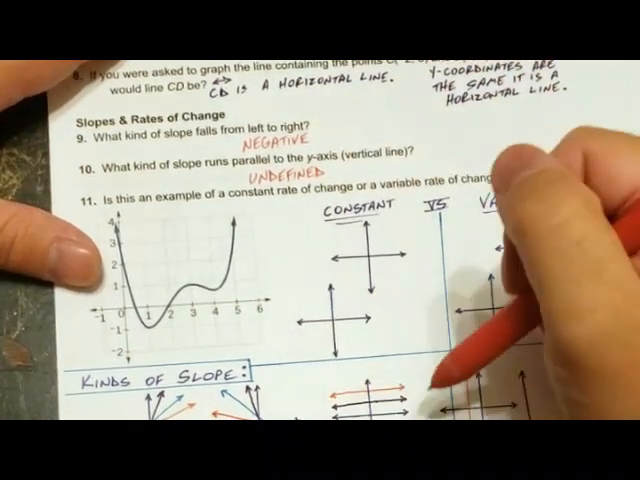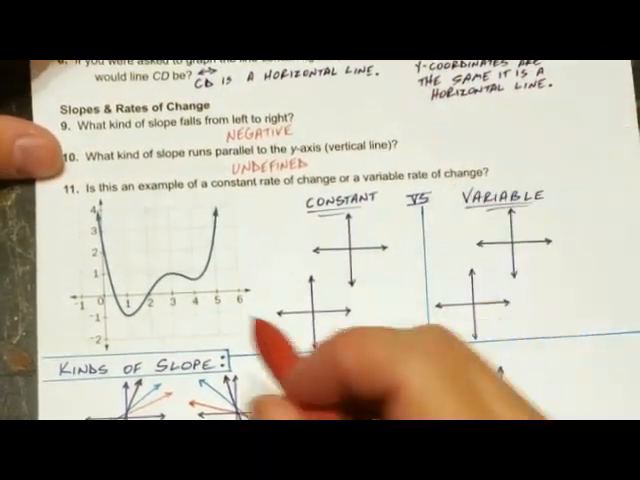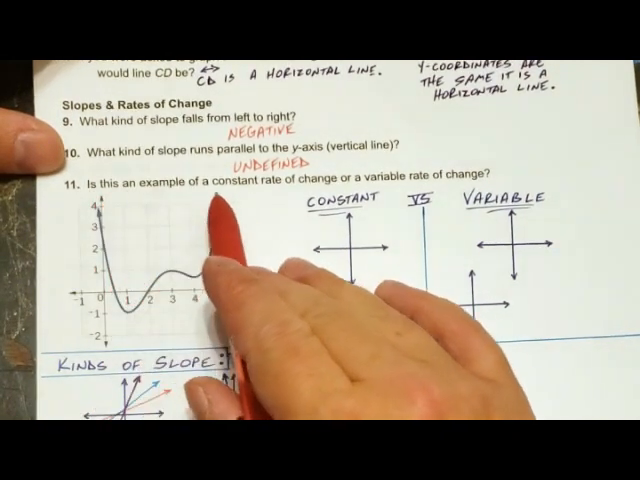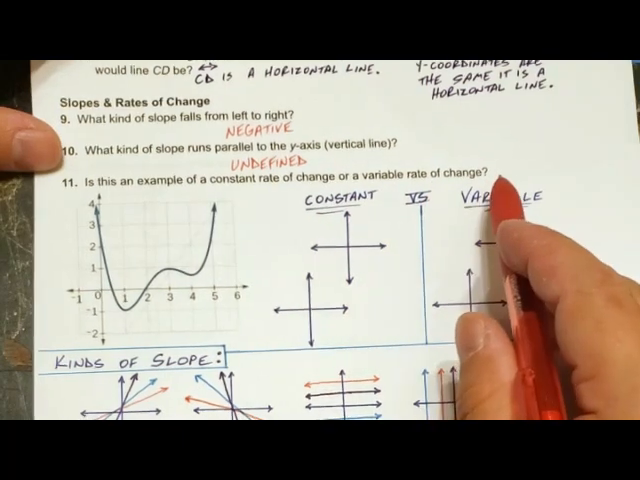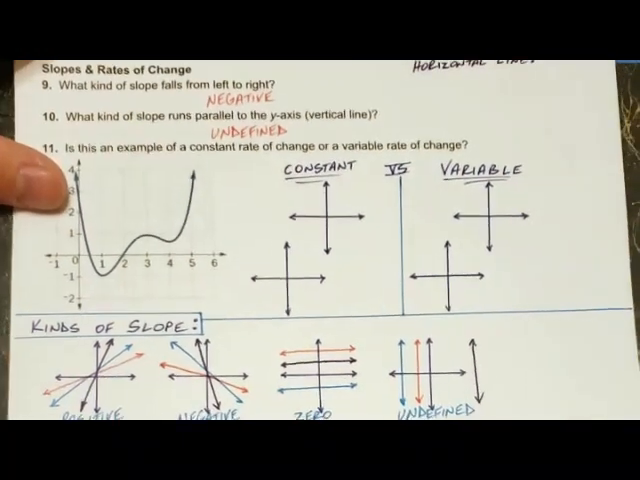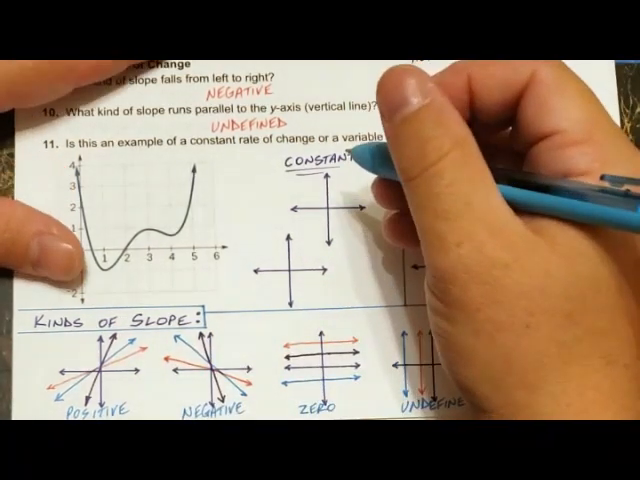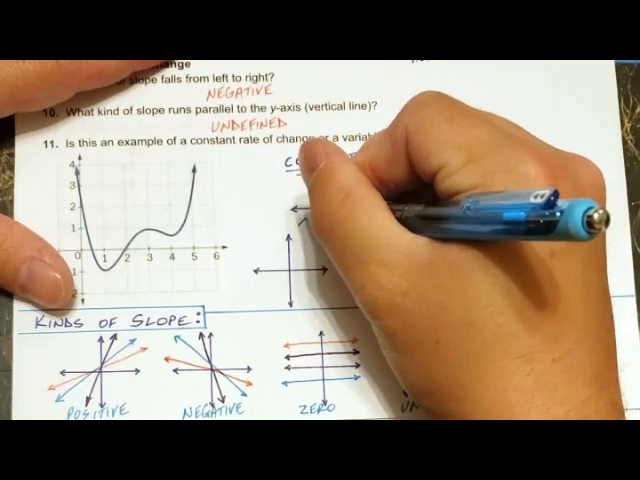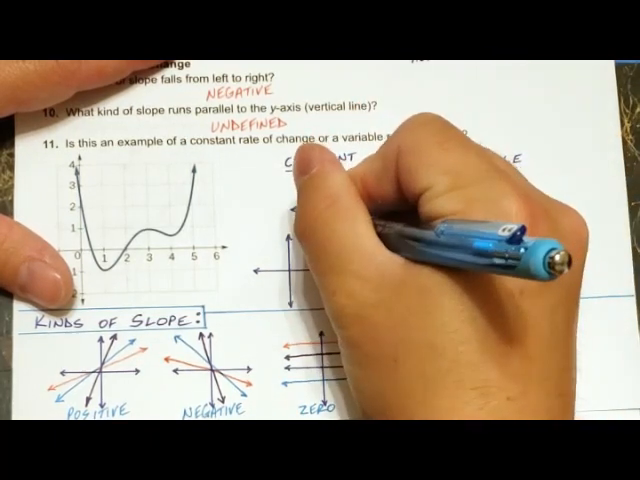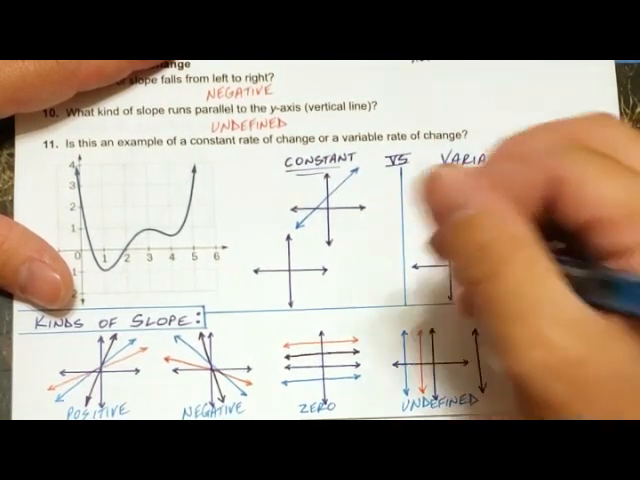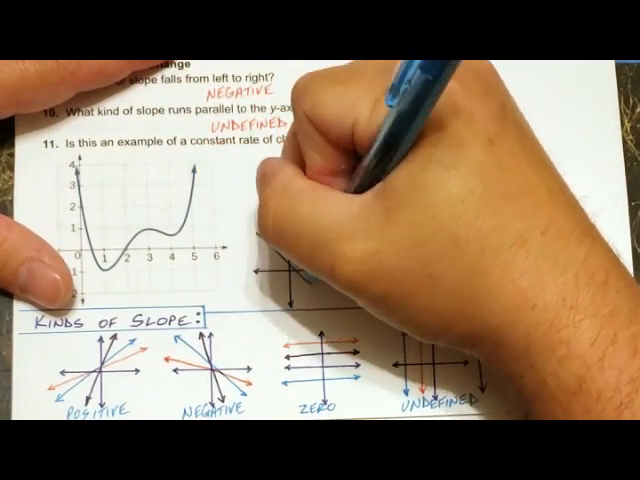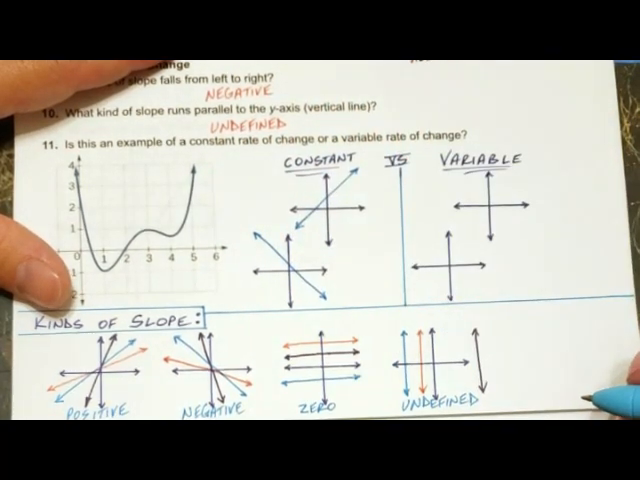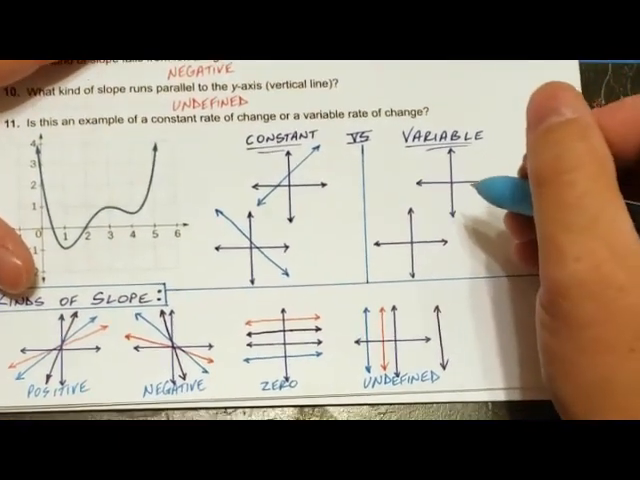And I think there's one more question about that in just a second, but starting with number 11, it skips to, is this an example of a constant rate of change or a variable rate of change? So we talked about constant and variable. If it is a constant rate of change, it is one solid line, okay? So this is an example of a constant rate of change. Okay, it can even be a negative slope, but if it's one line, it is a constant rate of change, as opposed to a variable rate of change.